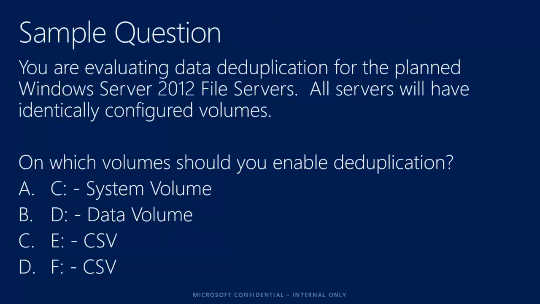So here's another fun, I don't know if it's fun, sample question. You're evaluating data dedupe for the planned Windows Server 2012 file servers. All servers will have identically configured volumes. So on which volumes should you enable deduplication? C, D, E, or F? The volumes. Everybody ready?